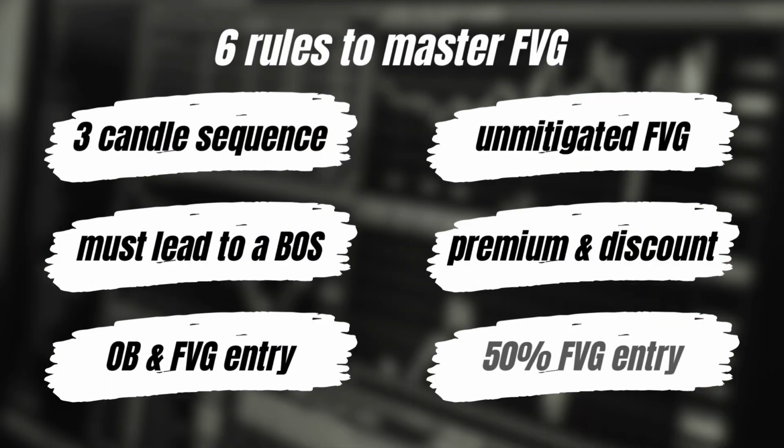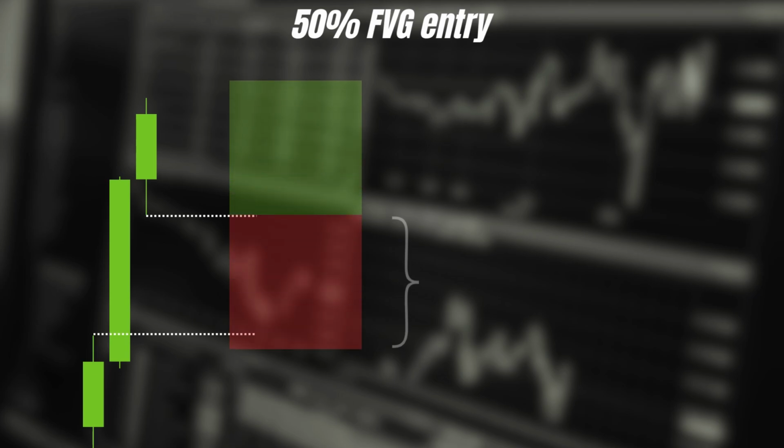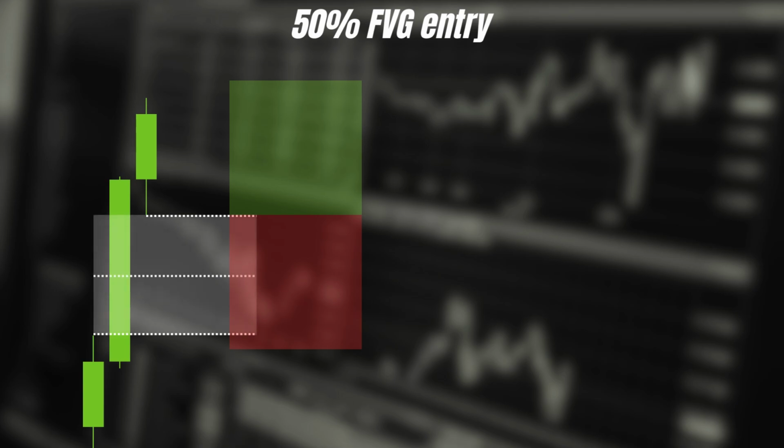The last rule is the 50% fair value gap entry. Sometimes in the market, you may come across a perfect fair value gap entry. However, the gap might be too large for you to enter your trades with minimal risk. If you execute your buy orders at the start of the gap, you would be risking a large amount of capital with a reduced risk to reward ratio. To solve this problem, we use the 50% fair value gap entry. Instead of entering at the start of the gap, we enter at the 50% mark of our fair value gap. This way, we minimize the risk we are taking per trade while maximizing our risk to reward ratio.